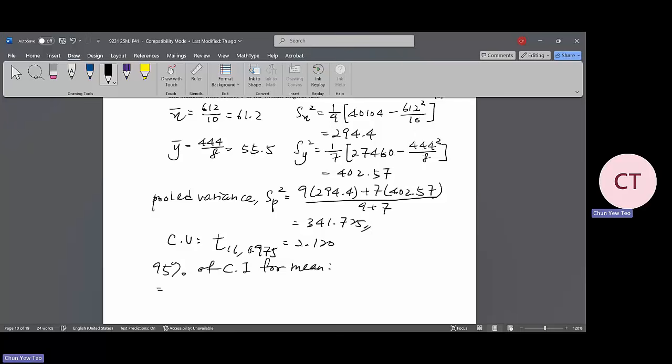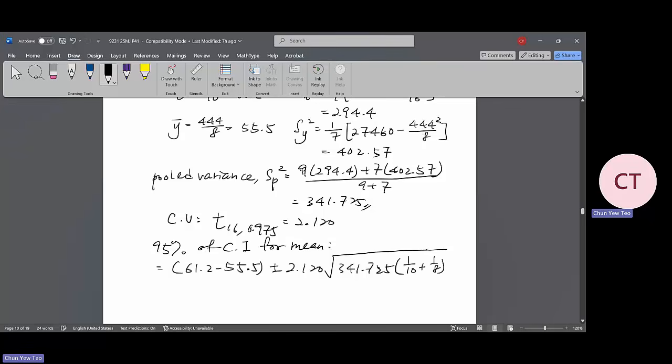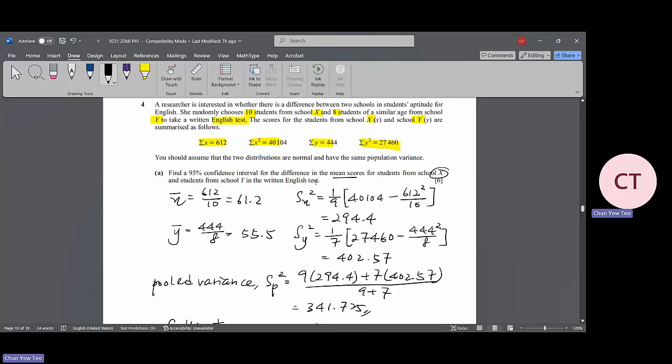Okay, so therefore the 95% CI for the mean difference is equal to x bar minus y bar, plus or minus the critical value times the square root of the pooled variance multiplied by 1 over 10 plus 1 over 8. Then straight away press everything on the calculator. You can see that the smaller value is negative 12.9 and the bigger value is 24.3. So this will be the answer for part A.